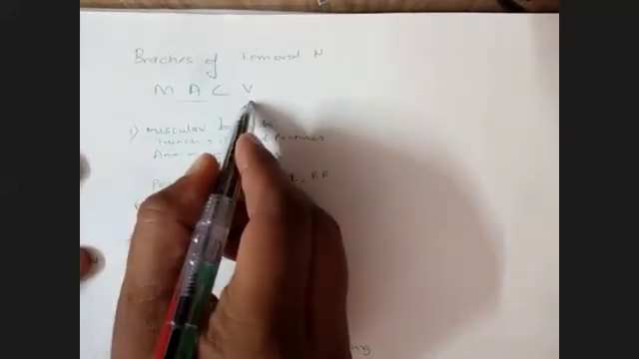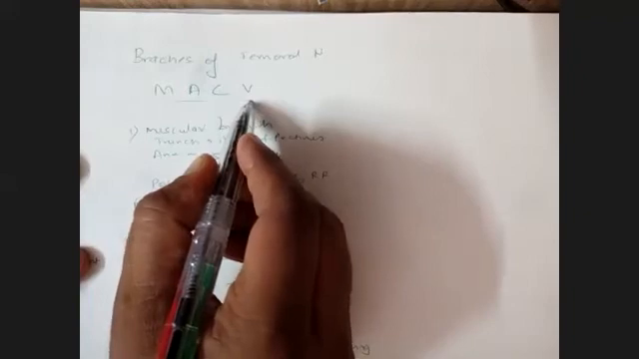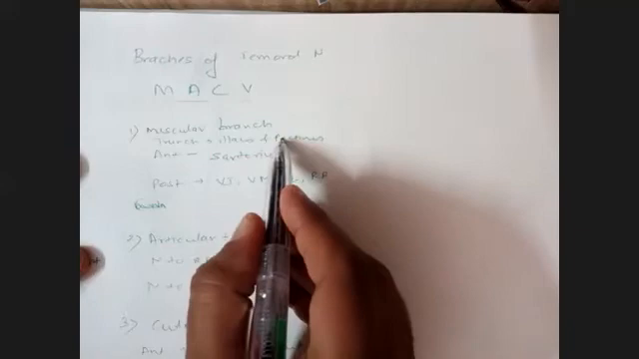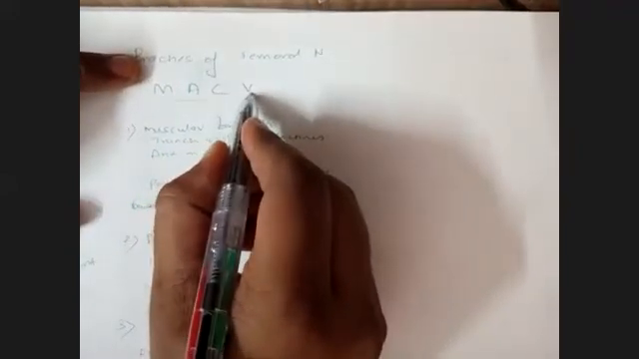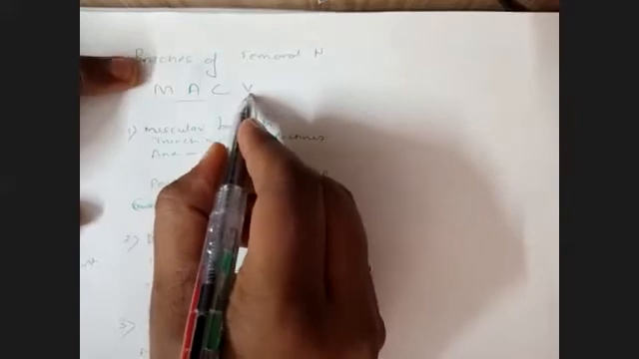Then we discussed the branches of a nerve. We had seen that branches of the femoral nerve, branches of any nerve, we describe as MACV. This is how we describe the nerve in anatomy. MACV means we describe muscular branches, articular branches. Muscular branches means the branches of any nerve which are supplying the muscle. Articular means supplying the joint. Cutaneous means supplying the skin, and vascular. Muscular, articular, cutaneous, and vascular.